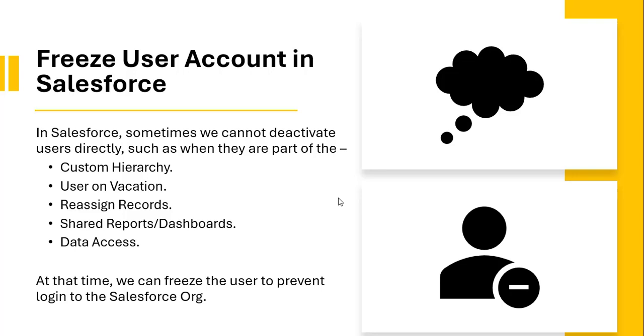After that, when any user or employee leaves the company, they still own some records, and we need to reassign those records to other users. For that, if you deactivate that user, there is a chance of data loss. The same goes for shared reports and dashboards. We need to reassign those reports and dashboards to another user, and we need to remove data access for that particular user. So before deactivating that user, we need to freeze them so that we can make these changes. And during the time we are making the changes for that user, we need to freeze them so that we can prevent them from logging into the Salesforce org.